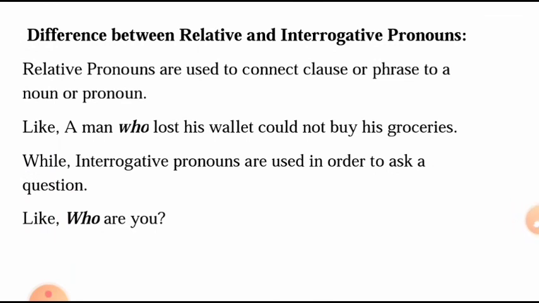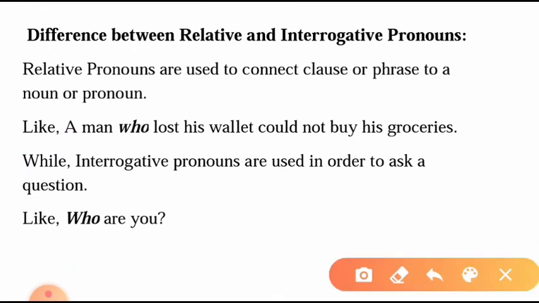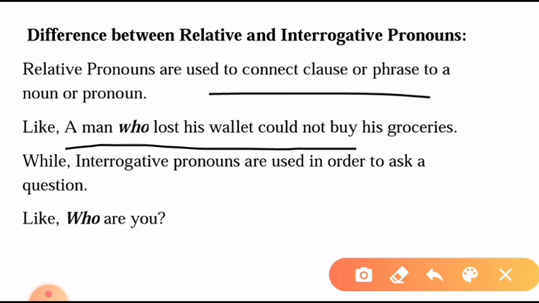So the relative pronouns are used to connect clauses or phrases to a noun or pronoun. This is the point that I have mentioned. The relative pronoun we use for connecting clauses or phrases to a noun or pronoun. Like I have written a sentence here: A man who lost his wallet could not buy his groceries. So now you can see a man here, a previous idea that you are relating to the additional information, which is who lost his wallet could not buy his groceries.